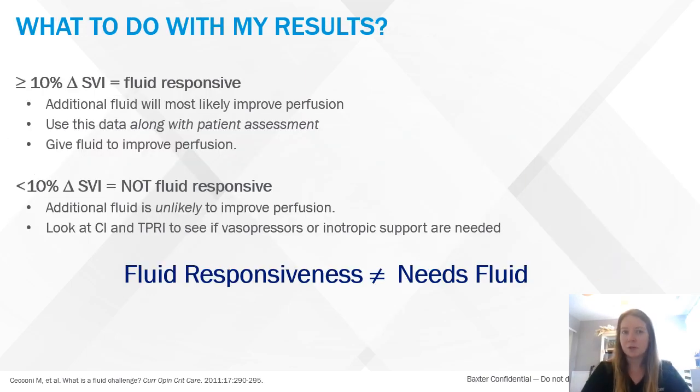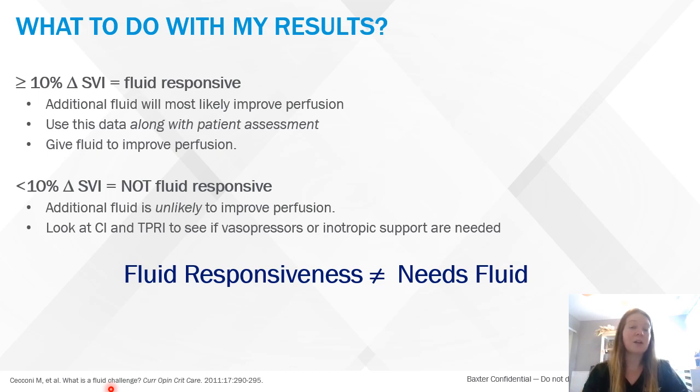So what do you do with your results? What we're looking for and what we are hoping for is to see a patient's stroke volume index increase by 10% or more. That means the patient is volume responsive, meaning additional fluids will likely improve perfusion. Now, this data definitely needs to be used alongside the patient assessment. Just because someone is volume responsive, if you look down here at the bottom, does not mean you have to give IV fluids. This monitor is not prescriptive, okay?